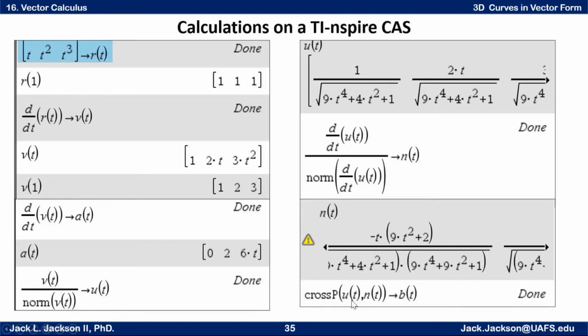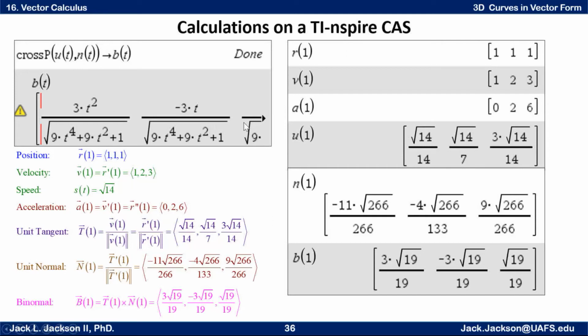If you do the cross product of U and N, you get B of t. And so I stored that there and then asked it what B of t was. Then I can go back and evaluate all those at 1 to find the specific vectors, which you see over here typeset in color, and then here's from the calculator, r of 1, v of 1, a of 1. That's actually T of 1, it's U of 1 in the calculator. N of 1 and B of 1, they have actually rationalized the denominators here. And so that's where all of those came from.